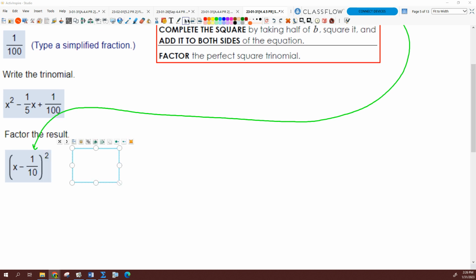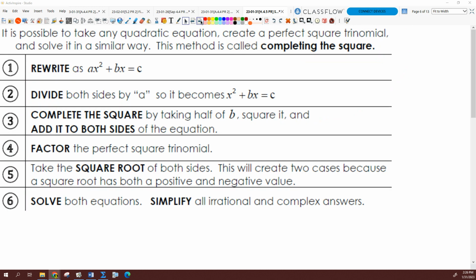So you don't even really have to use your head there. You don't have to think about this at all. You know that in order to get that positive 1/100th, you squared negative 1/10. So that's the number you attach to x.